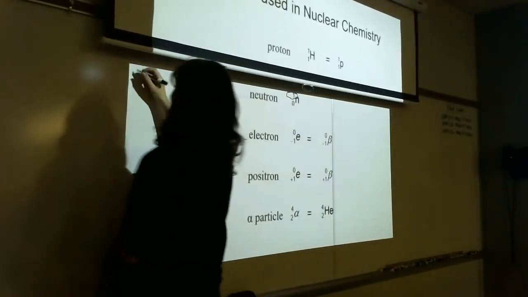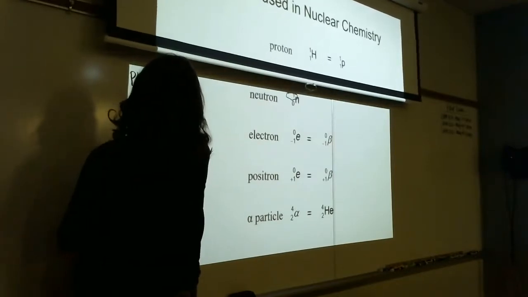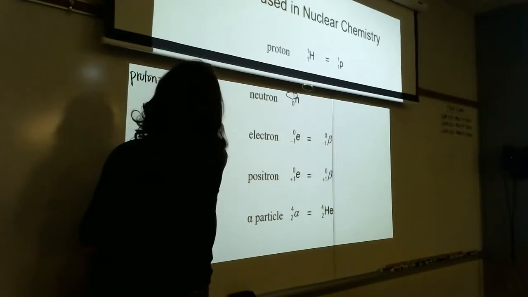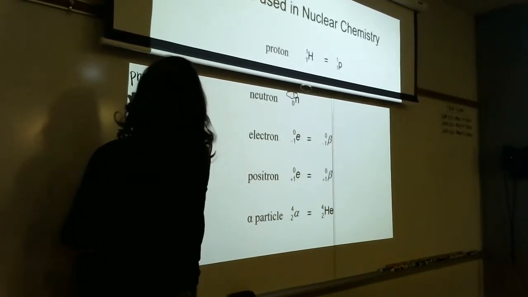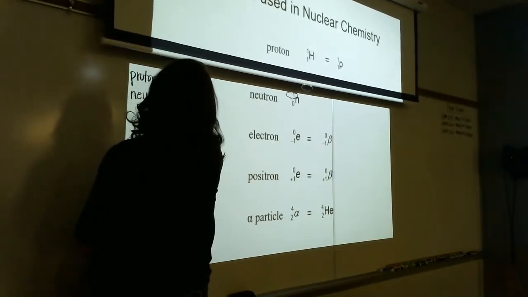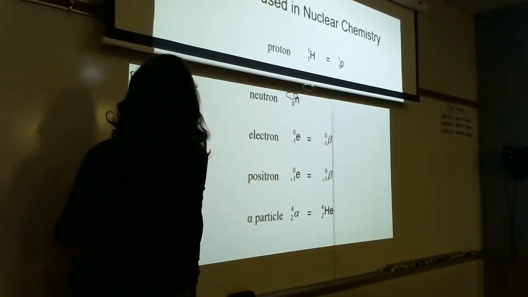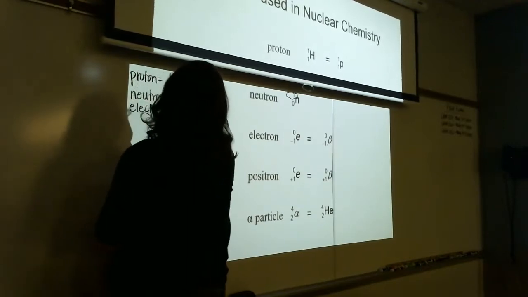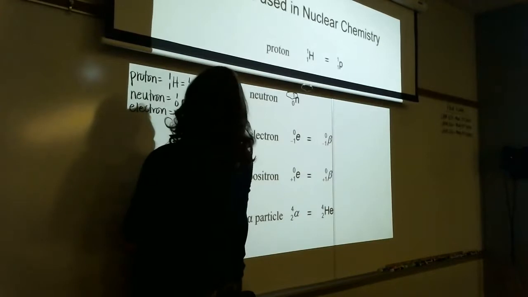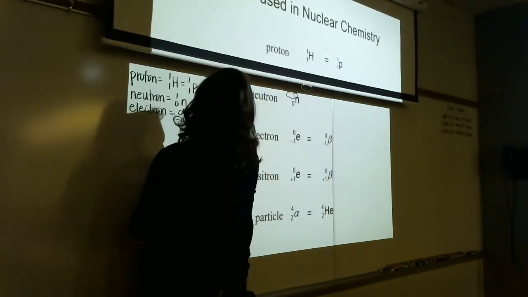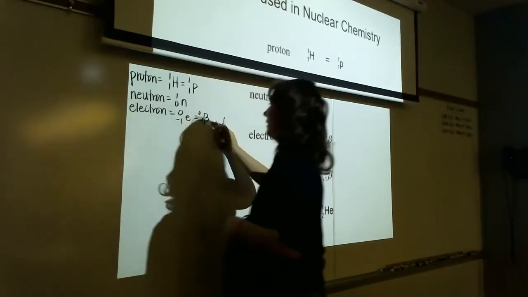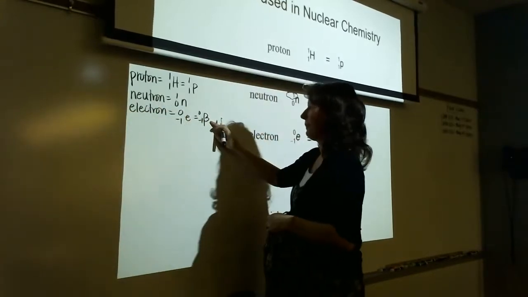Okay, proton is 1, 1 hydrogen, which is the same thing as 1, 1 P. Neutron is 1, 0 N. Electron is 0, negative 1 E, which is the same thing as 0, negative 1 B. We'll talk about what that B stands for. That's the Greek letter beta.